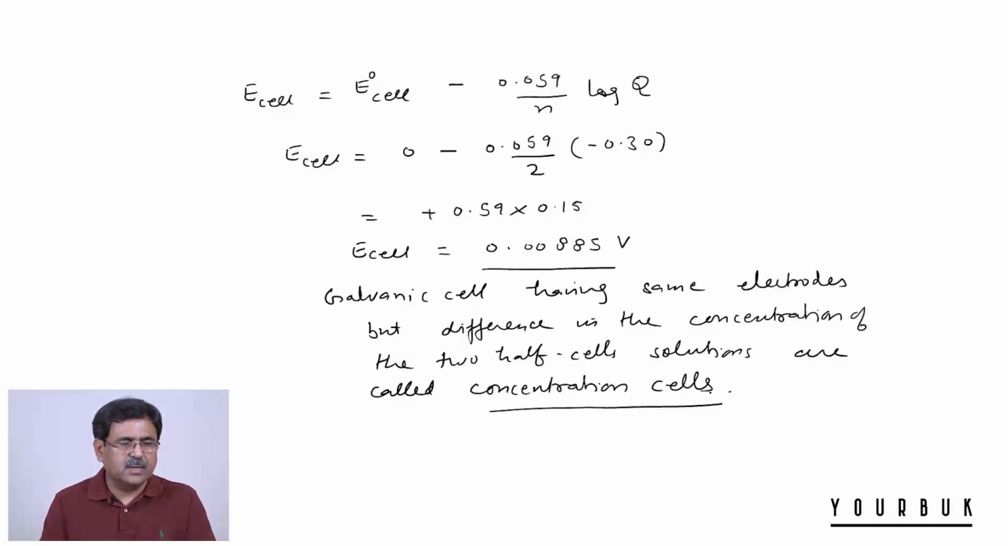So we can apply the Nernst equation to calculate the cell potential for a galvanic cell, and also for concentration cells. And we can also use the Nernst equation to calculate the electrode potential under non-standard conditions. But we can also use the Nernst equation to find the Q expression. And from Q we can calculate the concentration of any unknown substance. So that is the utility of the Nernst equation. So that's all about the Nernst equation in this video.